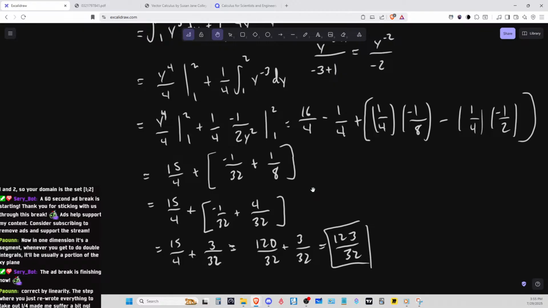Correct, by linearity. The step where you just rewrote everything and took out 1 out of 4 made me suffer a bit.